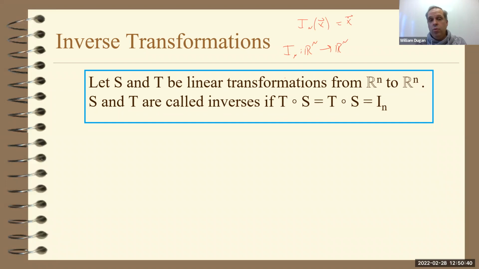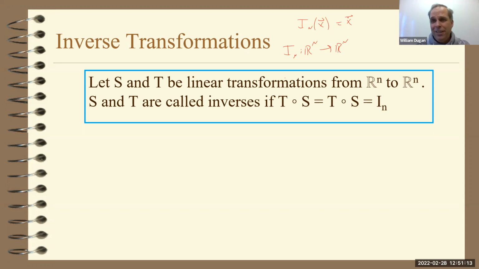So we say two linear transformations, both from Rn to Rn, going from the same domain to the same codomain, are called inverses if you use the composition in either order and you get the identity mapping. That's the normal definition of inverse functions. It's just slightly more ornate than you're used to. So we'd like to know, if I have a linear transformation, how do we know it has an inverse? And what would that inverse be?